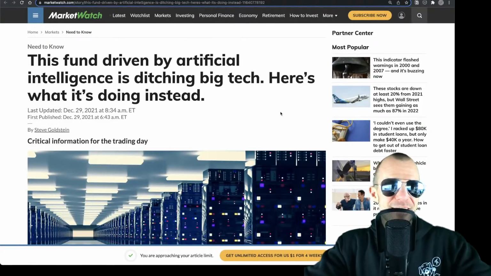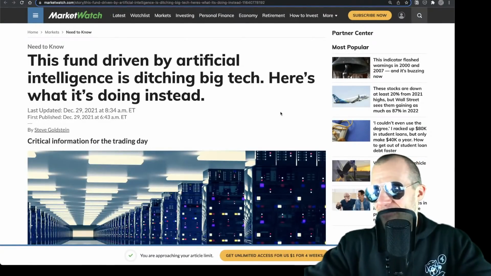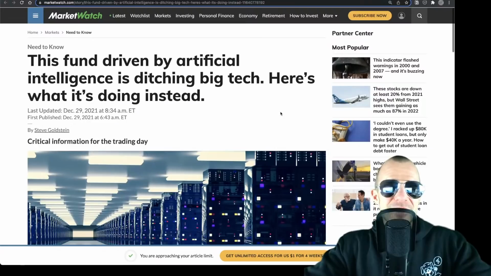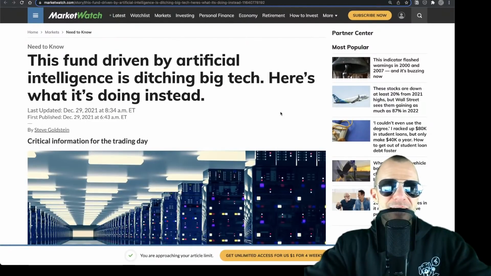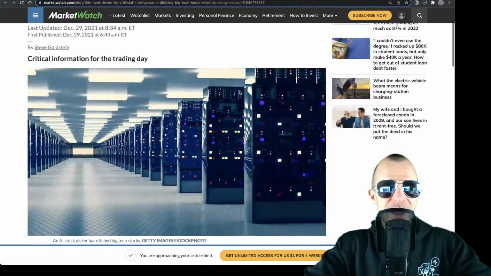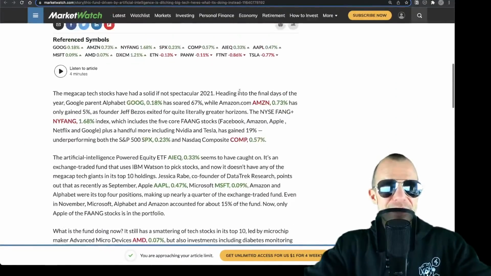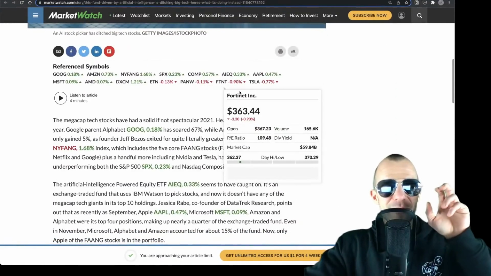There is this article by MarketWatch. This fund is driven by artificial intelligence. This fund driven by artificial intelligence is ditching big tech. Here's what it's doing instead. So this is about a fund, like a hedge fund, that is run by artificial intelligence.